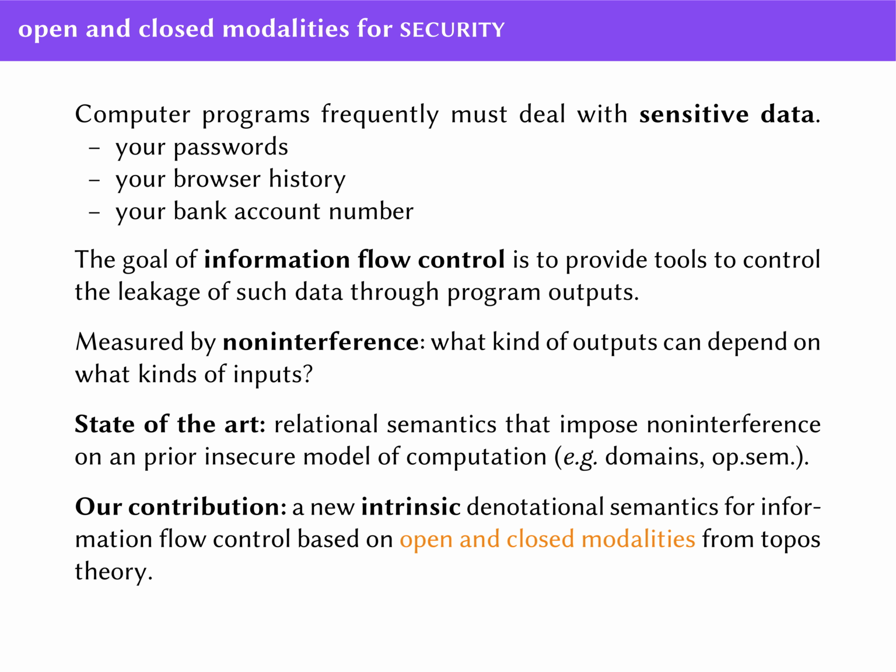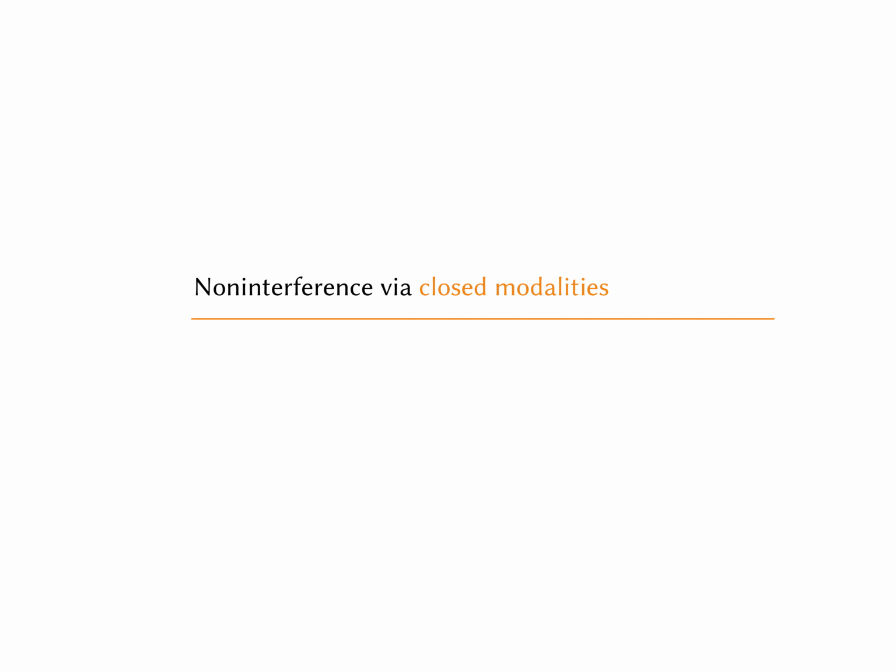The state-of-the-art in type-based information flow control is extrinsic relational semantics that impose noninterference properties on an existing insecure model of computation, such as domains or operational semantics. Our contribution is a new intrinsic denotational semantics for information flow control based on the open and closed modalities of topos theory. We will now describe how to achieve noninterference using closed modalities.